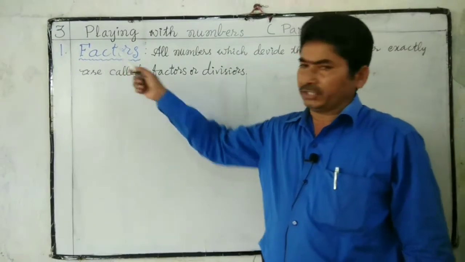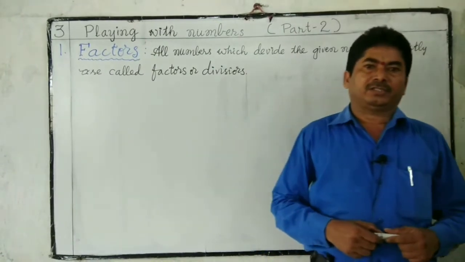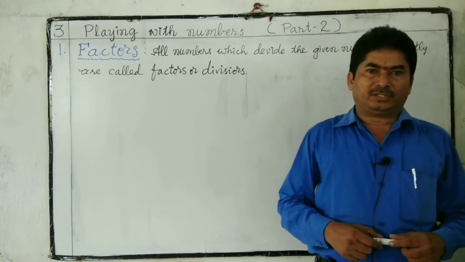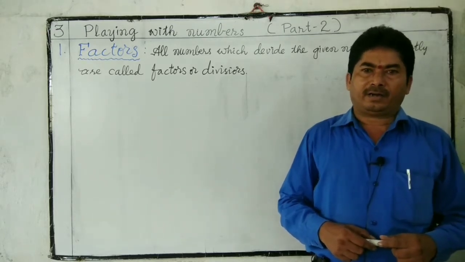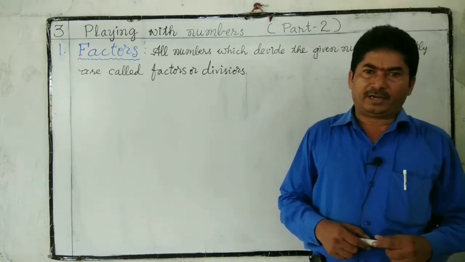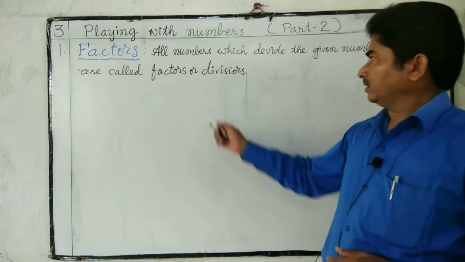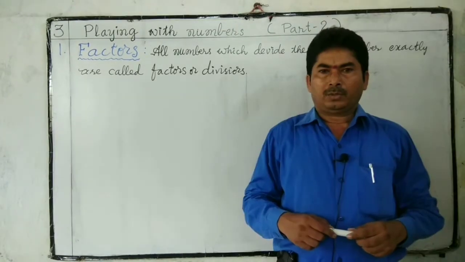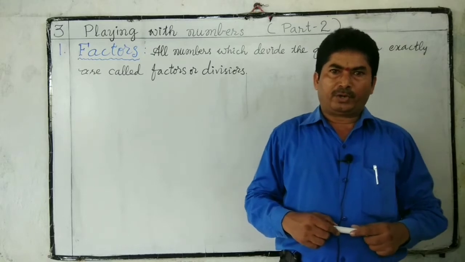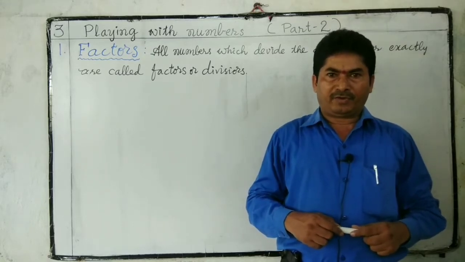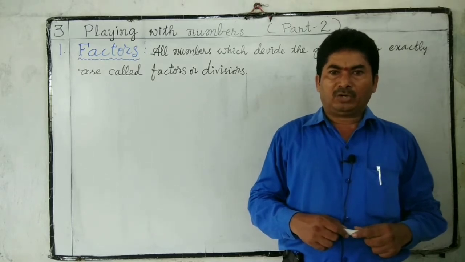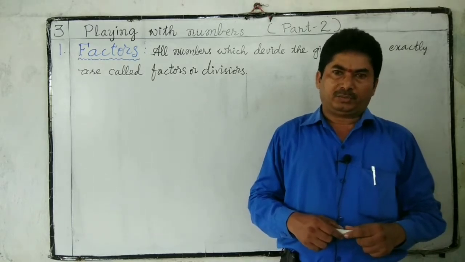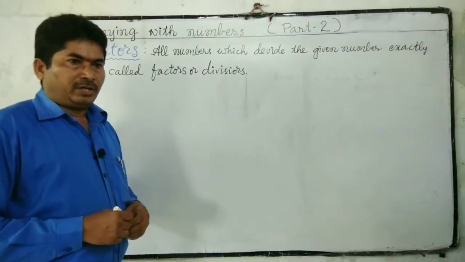First, factors. What are factors? All numbers which divide a given number exactly are called factors. Another name for factors is divisors. This is a very important topic in competitive exams and academic exams. That's why we have to learn and practice to remember. Let us see one example.